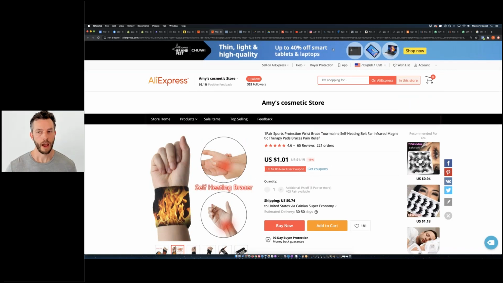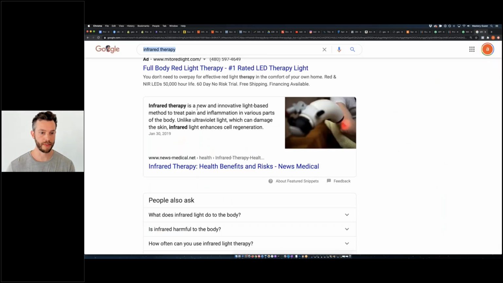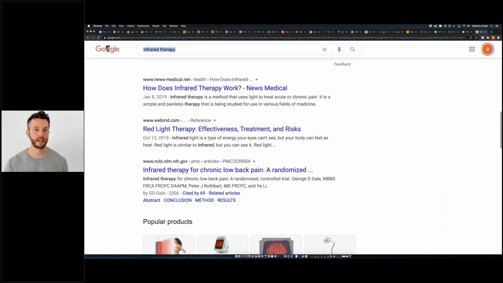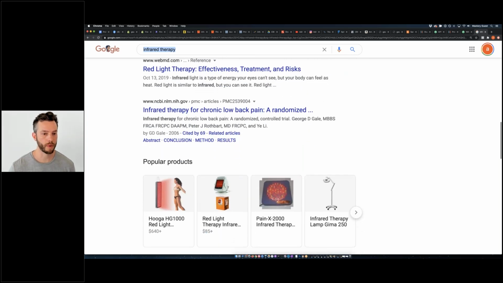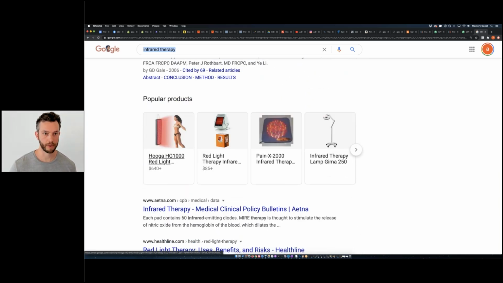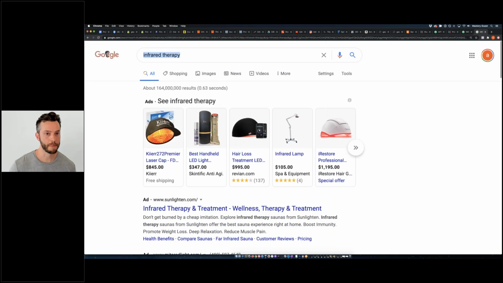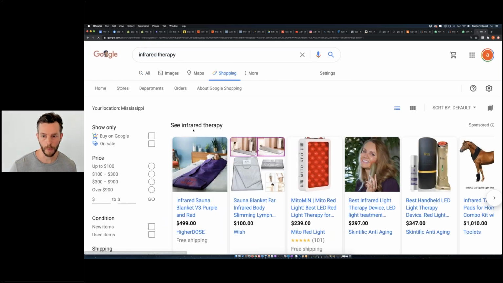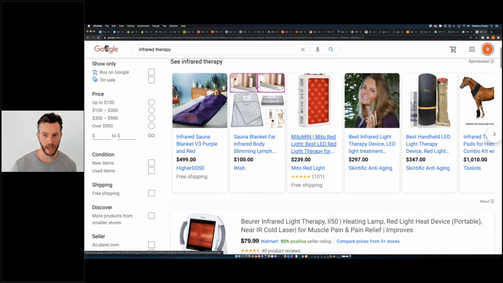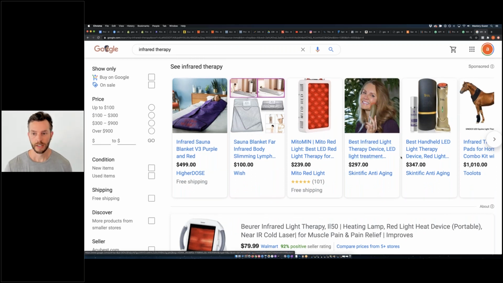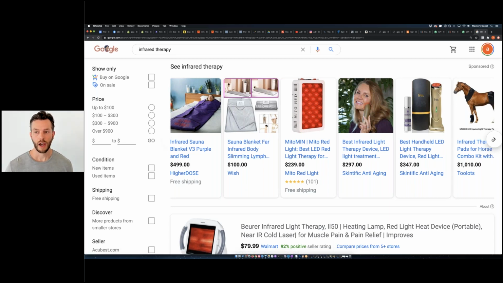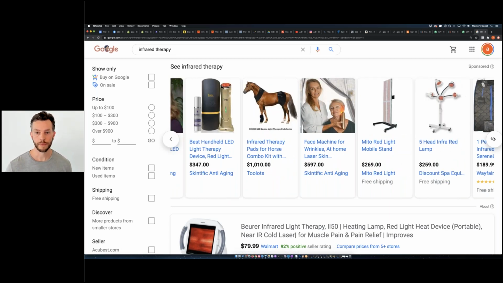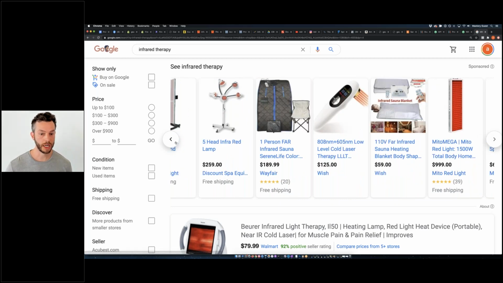All right. Also, you can go back over to Google where we Googled infrared therapy, and you'll start finding there are some websites that are already selling products. So for example, if we came up here to shopping on Google, we would see that a lot of infrared therapy products are selling for $297, $239, $100. So there's a lot of money in these products.